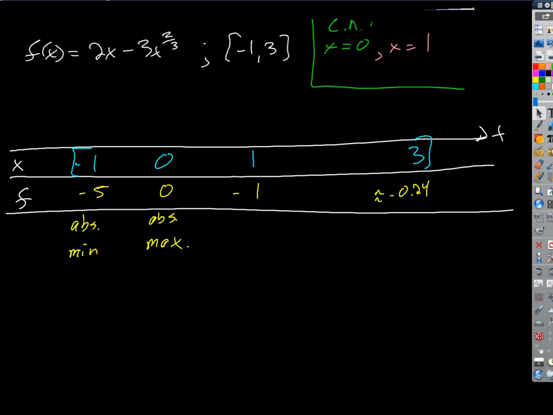We found critical numbers at 0 and 1 here. We had endpoints at -1 and 3, and we'll just compare the values of the function there to see what's the biggest and what's the smallest, right? Okay, so let's look at an example that involves a trig function. Something like, how about something like this?